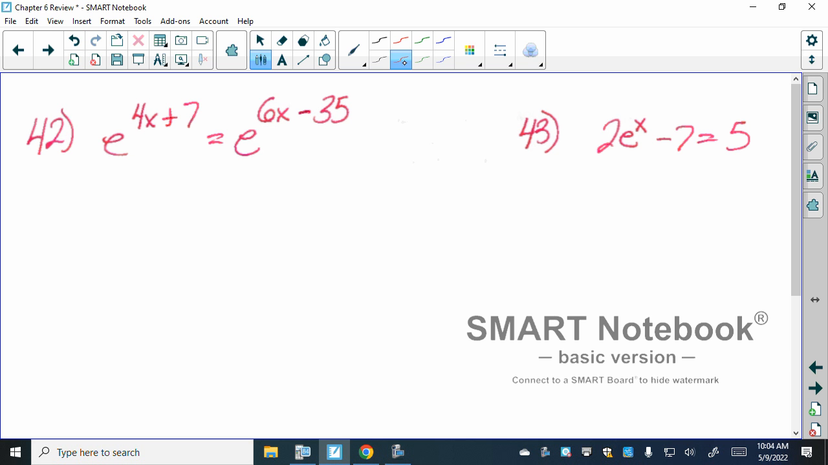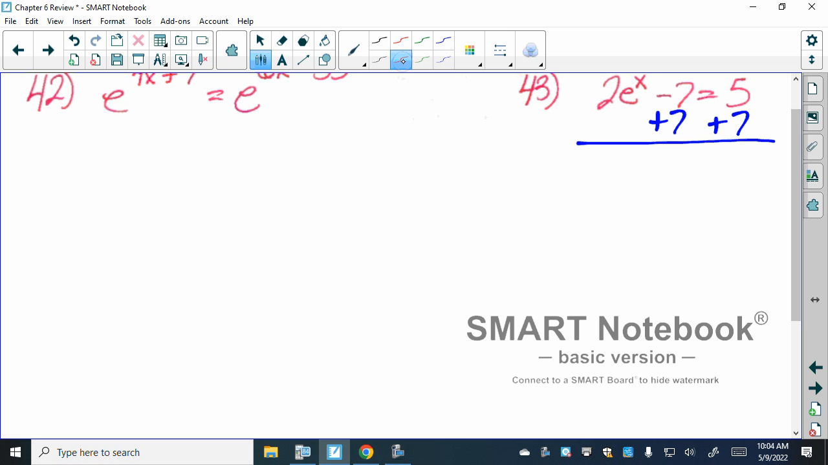2e to the x minus 7 equals 5. Now with this one here, the first thing we really want to do is to get e by itself. So we could add 7 to both sides, which will tell us that 2e to the x is equal to 12. And then we would divide both sides by 2, telling us that e to the x is equal to 6.